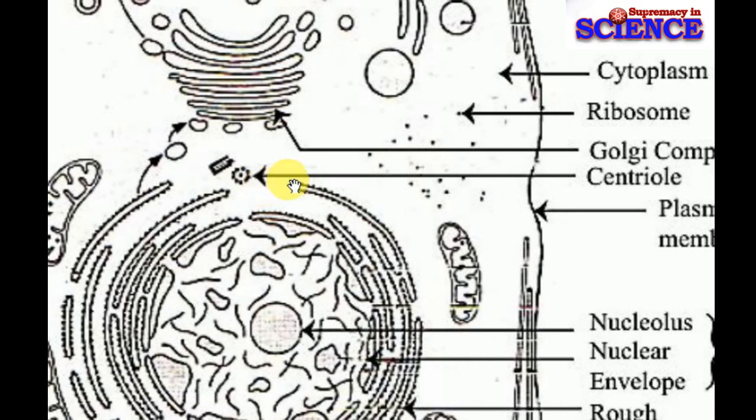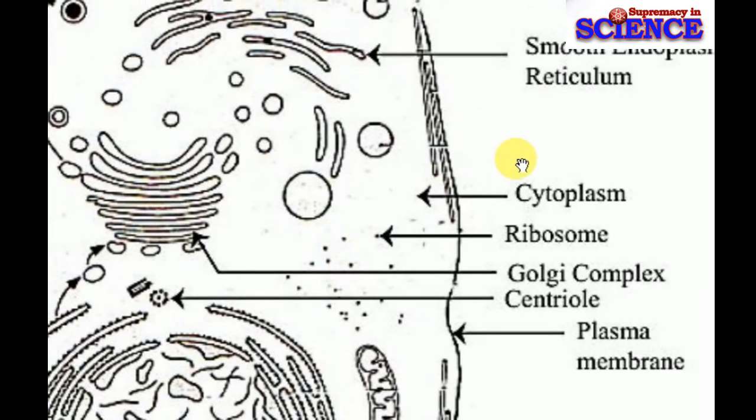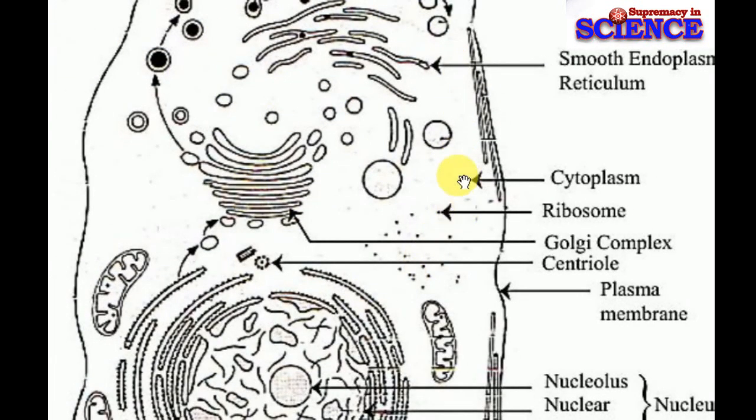So make the platform clear. Now I told you about the cytoplasm. That's the area where all the cell organelles are embedded. So cytoplasm is a gelatinous material, a jelly-like medium, not a hard jelly, a soft jelly-like medium.